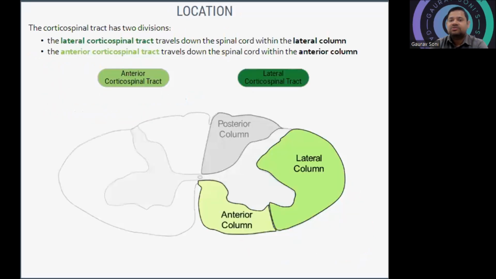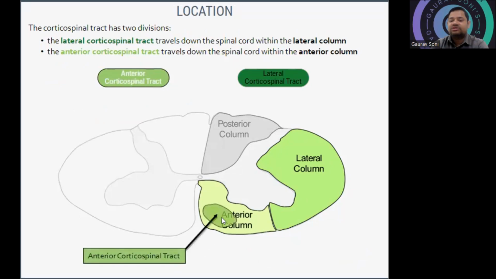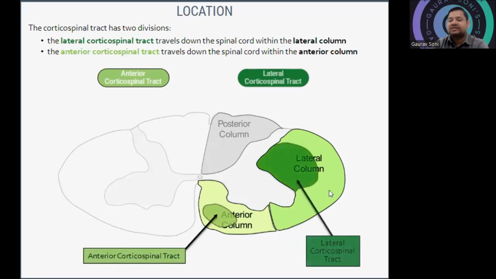So talking about the locations, the corticospinal tract is divided into two parts. The lateral corticospinal tract travels down the spinal cord within the lateral column. You can see the lateral column in the cross section of the spinal cord from here. And the anterior corticospinal tract travels within the anterior column. So the area is confirmed in which the fibers will travel. So it is the anterior one. You can see this is the anterior corticospinal tract area, and the lateral corticospinal tract area will be in the lateral column. Previously, we have seen that for ascending, it was basically the posterior column which was responsible, and some of the anterior also. So the fibers will always travel in that particular area only.